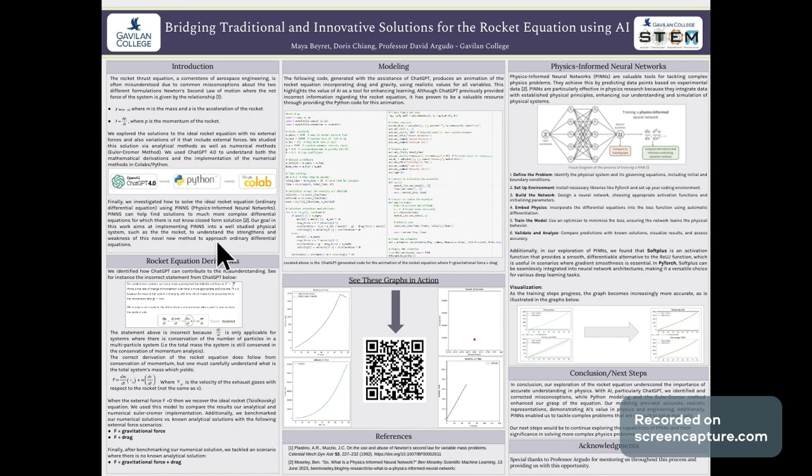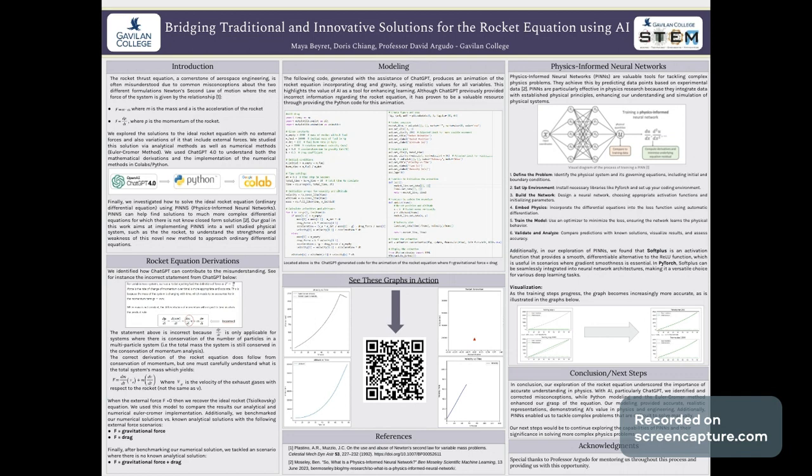So in this snippet of our conversation, you can see that ChatGPT tells us to use F equals dp/dt. However, this is not valid because the rocket thrust system is a variable mass system, and instead F equals ma has to be used for the accurate solution.